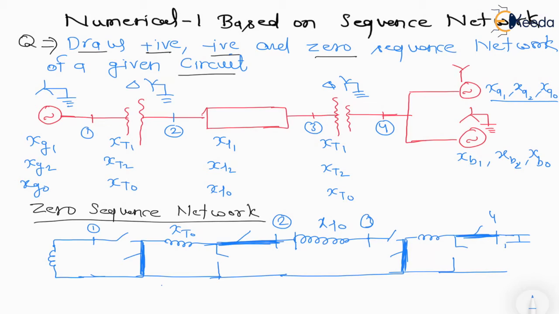So now coming to all the motors, this is a very important point. Motor A is not grounded, so this will be open circuited here, and B is star grounded, so it will come in the circuit. So this will be represented by xb0, this will be open circuited xa0, and this is the whole zero sequence network of the given circuit.